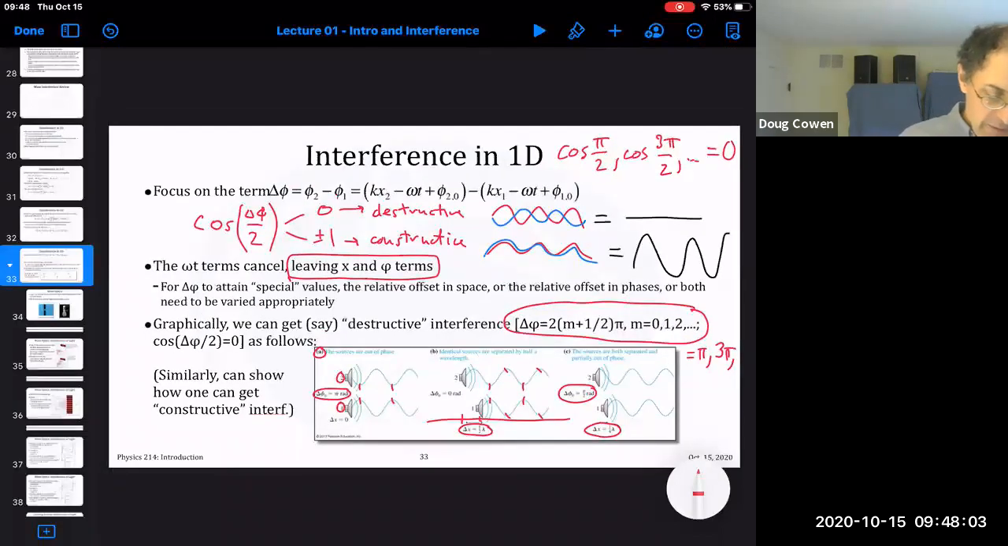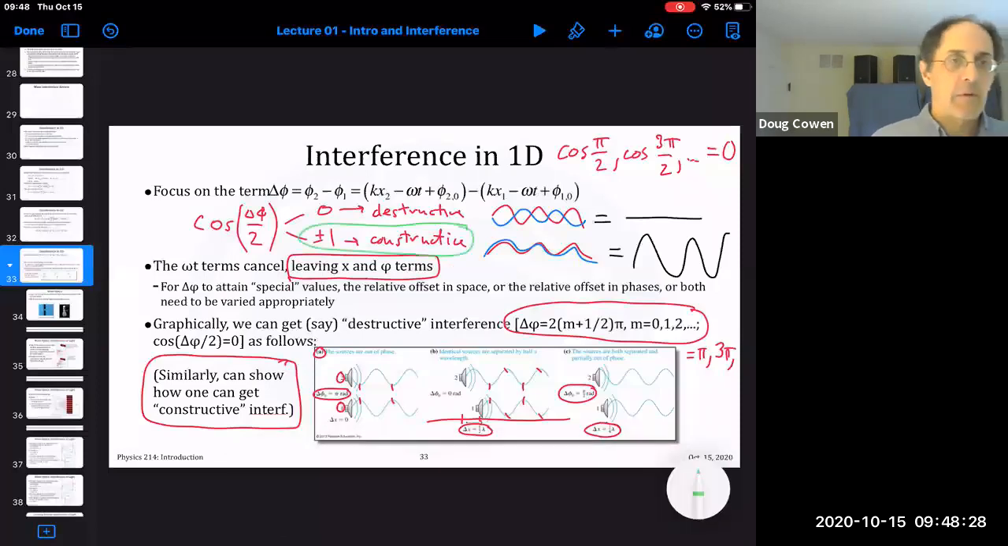Okay, I didn't show it here, but you can also draw similar pictures for how you can get fully constructive interference. I just focused on destructive interference here. If you want constructive interference, then you want this cosine of delta phi/2 to be equal to ±1. And in order to get that, we want delta phi/2 to be an integer multiple of pi.